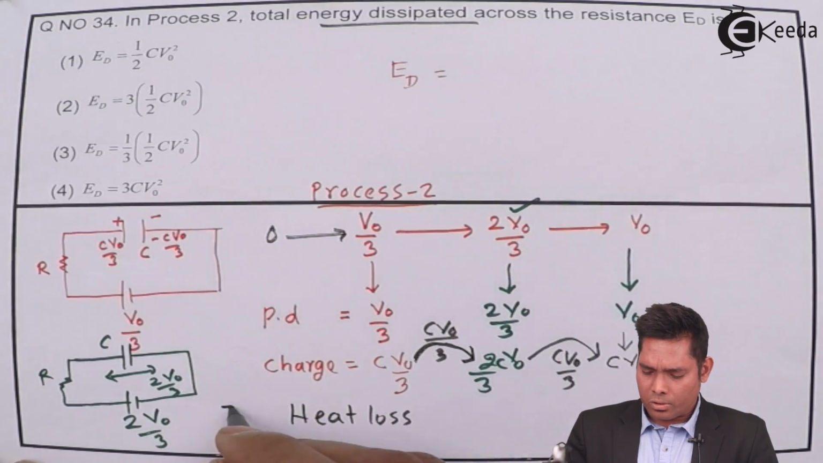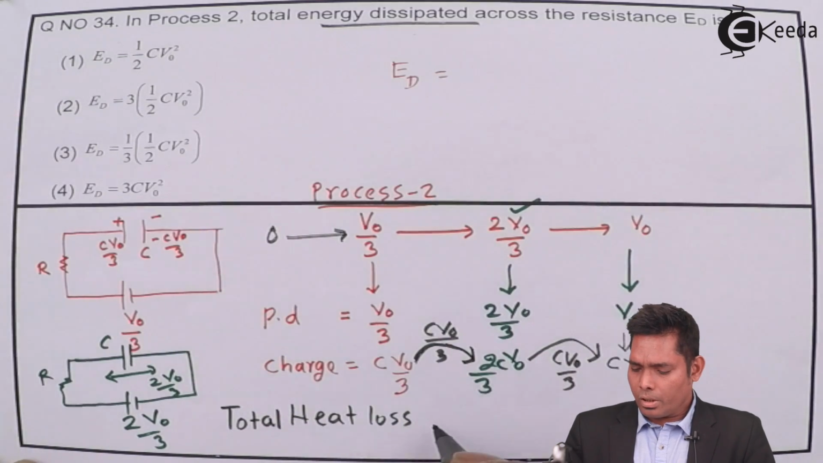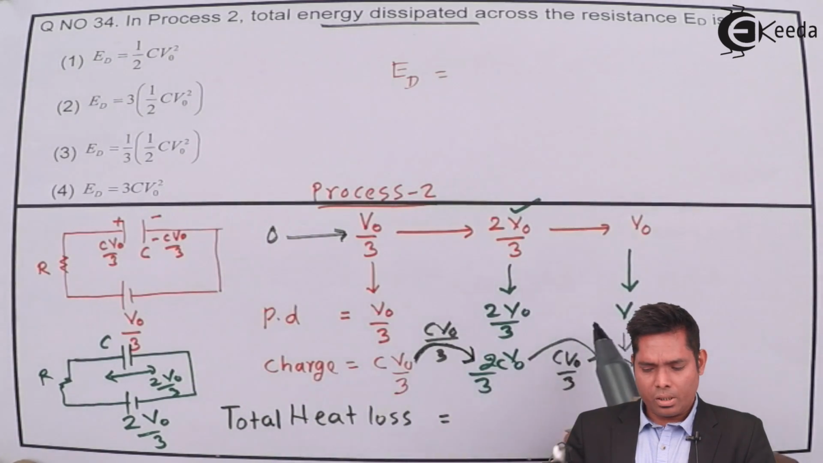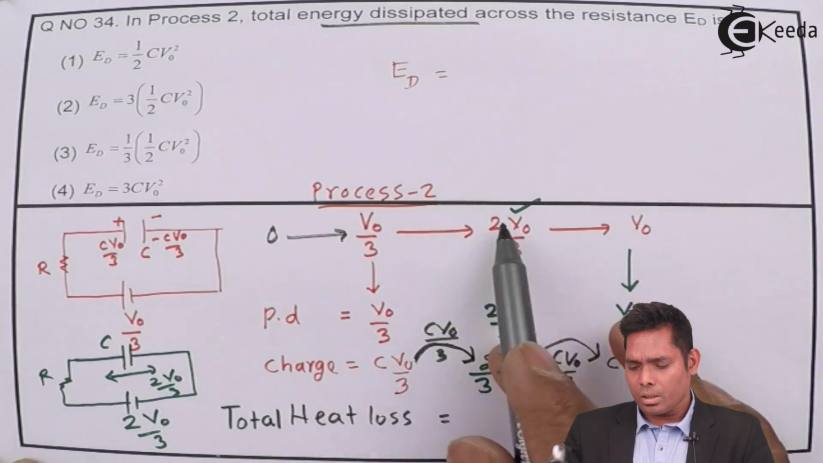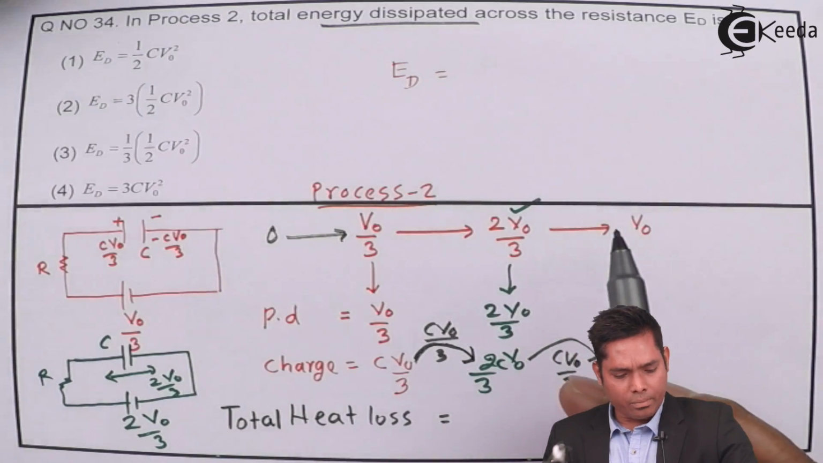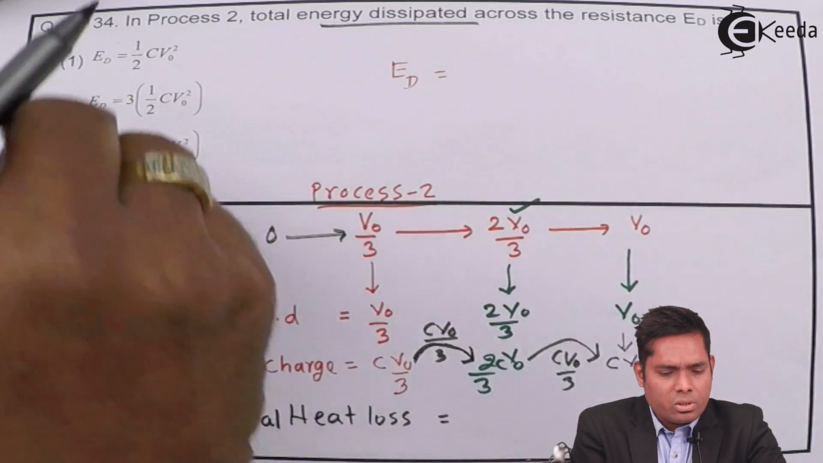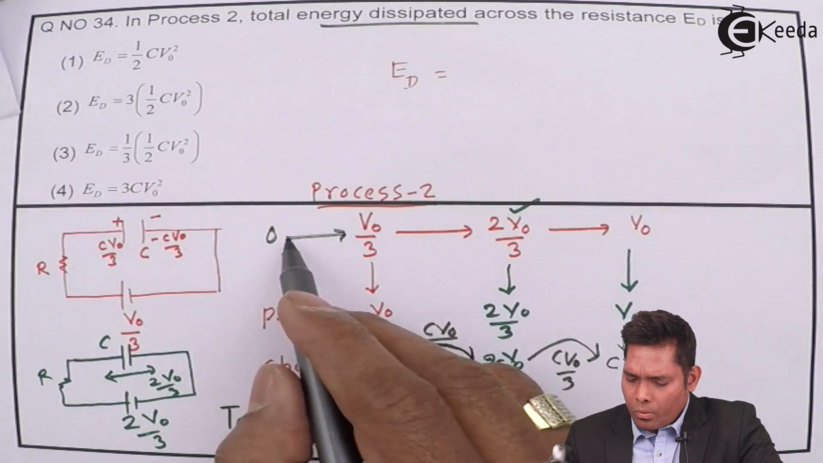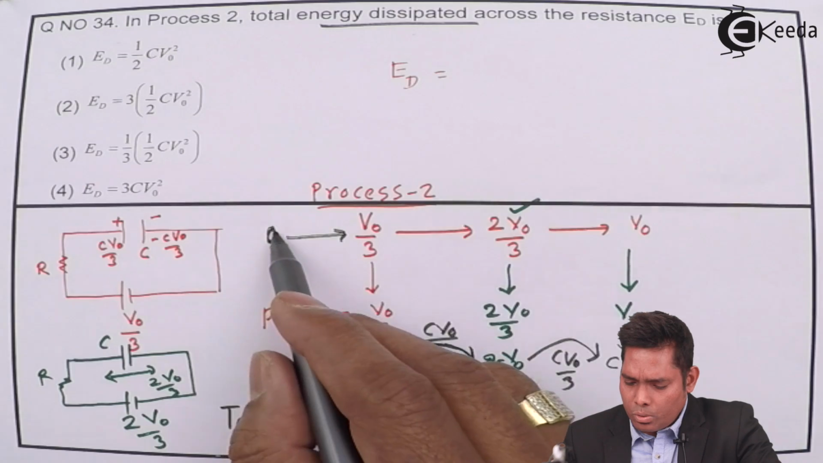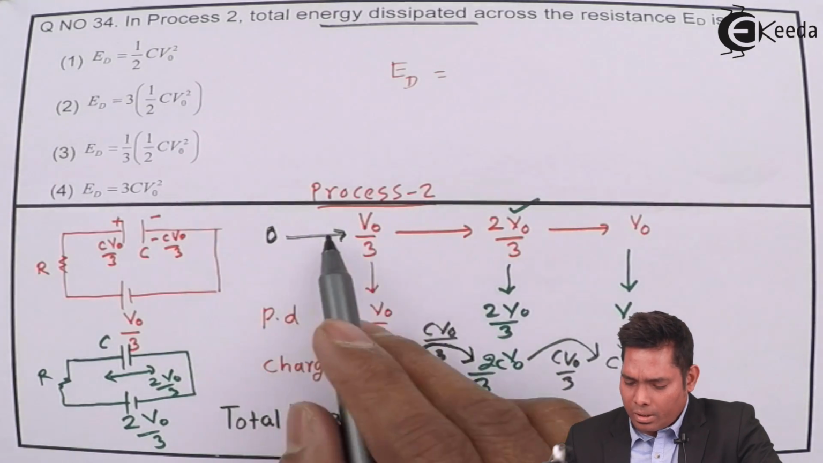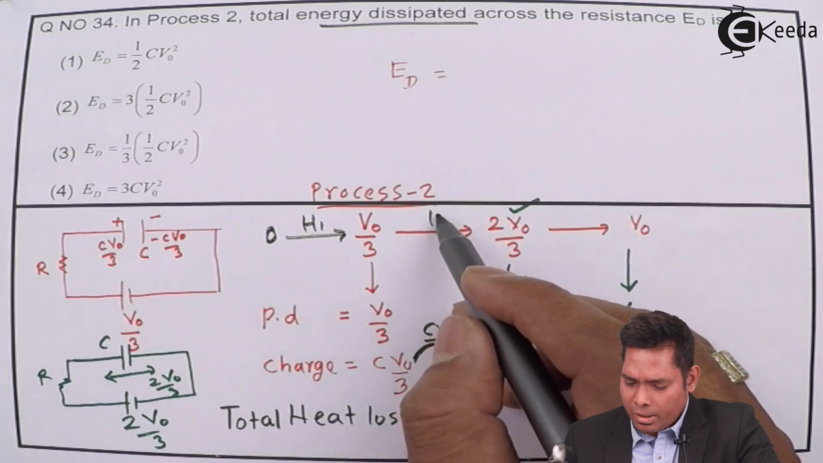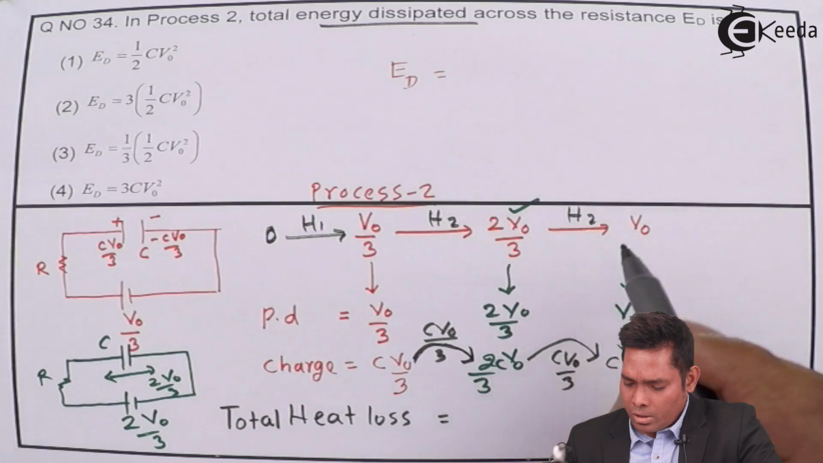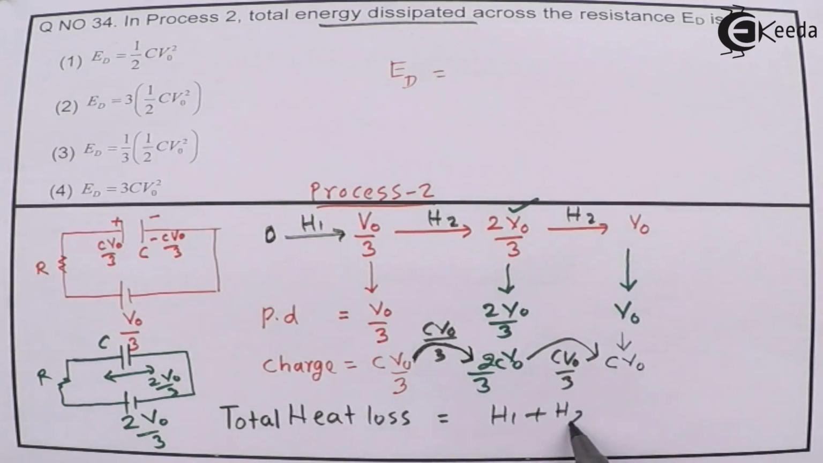The total heat loss can be calculated in steps. Heat loss during this process and this process. There are 3 steps. So what are these 3 steps? First, the capacitor is charged from 0 to V naught by 3. During that time, whatever the heat loss is, I say that heat loss is H1. Here I will say heat loss is H2. Here is H3. So this is H1 plus H2 plus H3. This is the total heat loss.